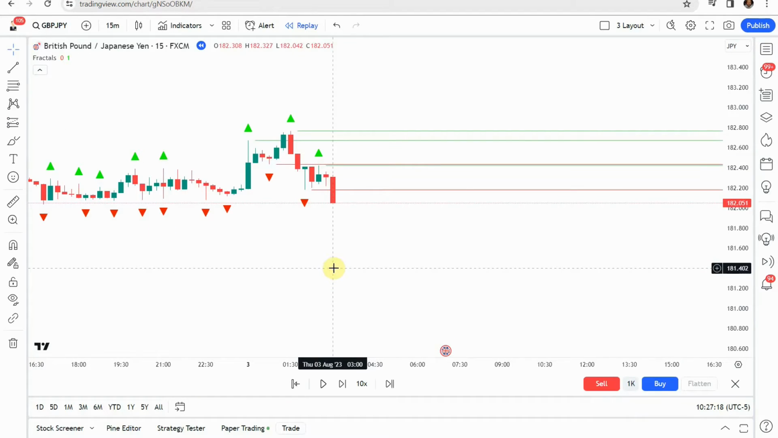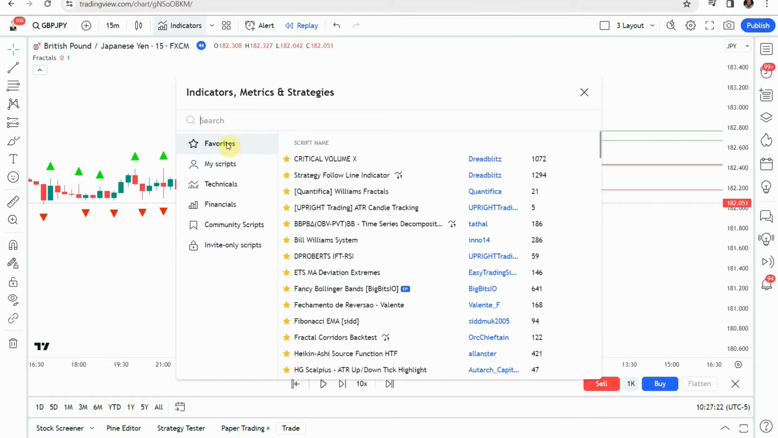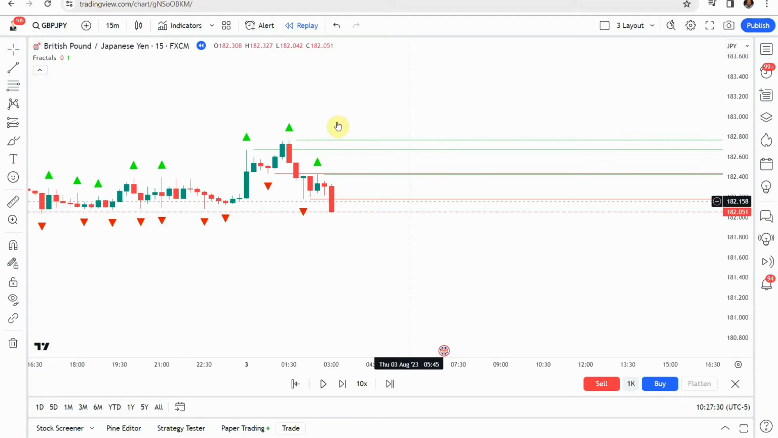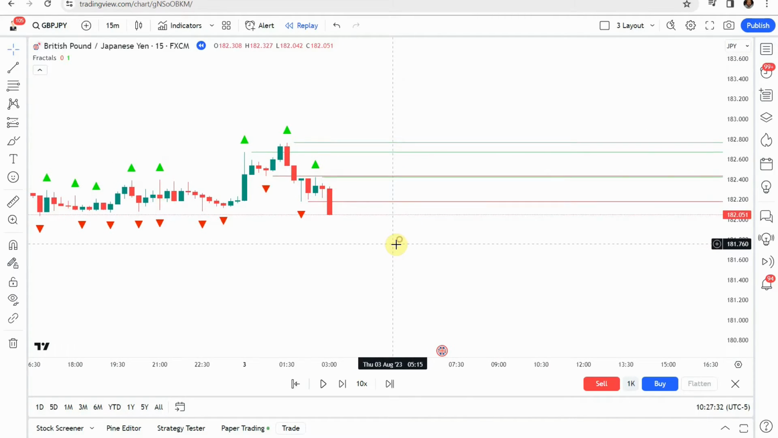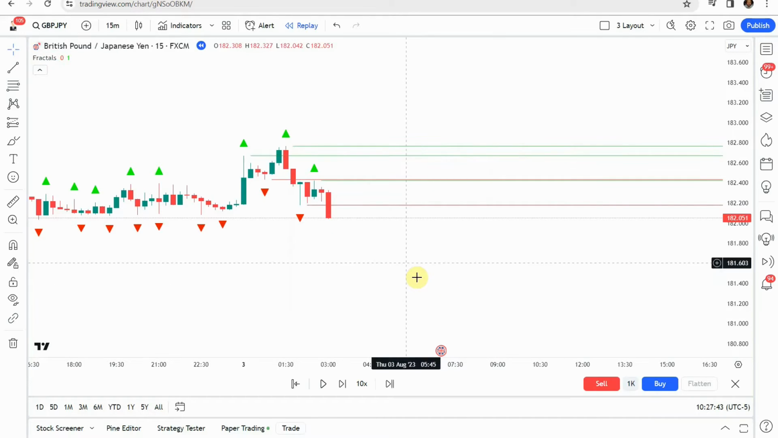Then you'll go back to TradingView. Probably need to refresh your screen. Go to Indicators, go to Favorites, and it should show up right here under your favorites. So you go ahead and add that one to the screen. And it will look similar to this right here, maybe a tad bit more congested. So what we will do is change the max number of lines to 5. And that should give you a setup very similar to what you see here on screen.